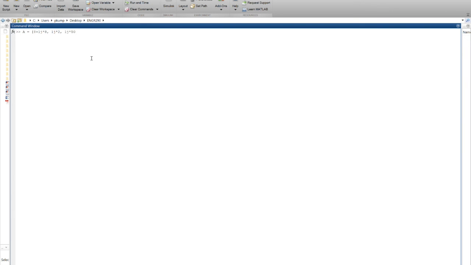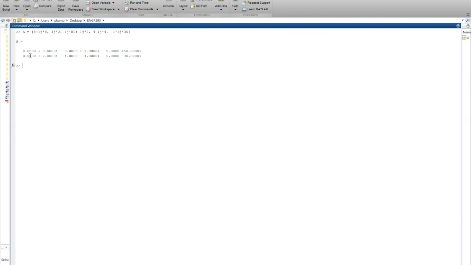Now I need a new row, so that's semicolon J2, so that's 1J times 2. Then 4 minus J4, so that's 4 minus 1J times 4. And then minus J30, so that's minus 1J times 30. All right, close that and hit enter, and you'll see that our matrix now is stored into memory.